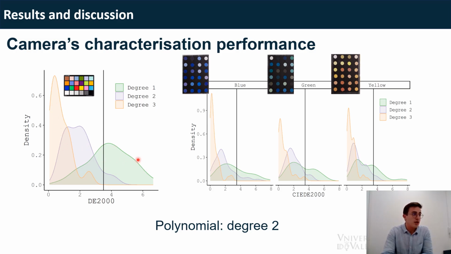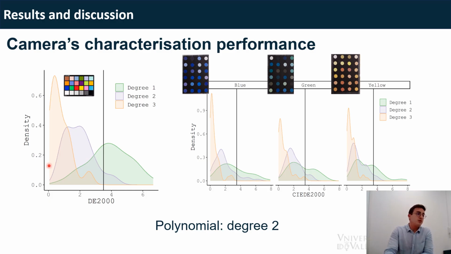You can see here the green distribution is actually quite bad. This is a threshold value we established, which is 3.5 units. So the green distribution, which is degree 1, is quite bad. Then we have the purple one, which is degree 2, which is way better than degree 1. And then we have degree 3, which is more complex, but it's actually way better.